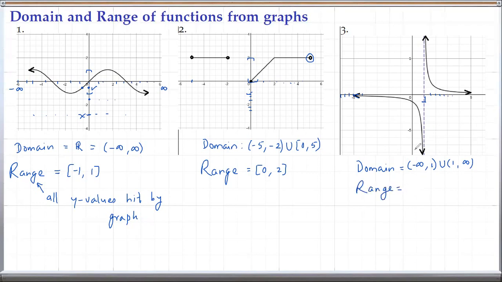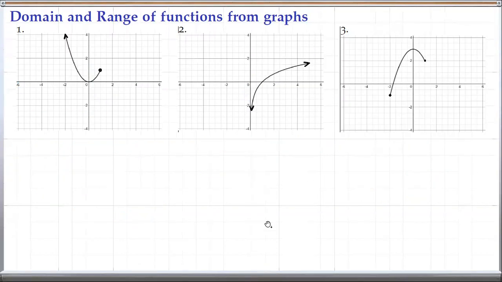And the range is, again, all possible Y values. All these Y values are included. So the Y value down here is -infinity. We can go all the way up to 0, but 0 is not included. We don't have any graph for Y equals 0. So -infinity to 0, union, and then we can again start from 0 and go all the way up to infinity for Y values, 0 to infinity. So this is the range for this function.